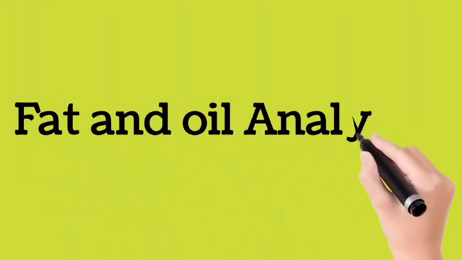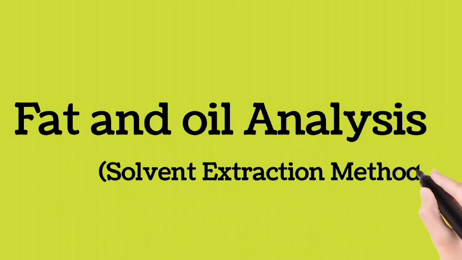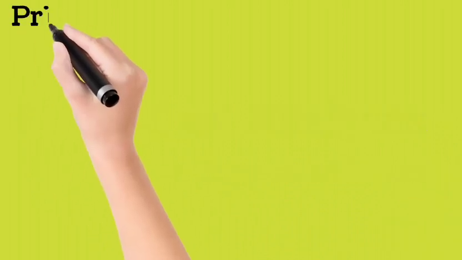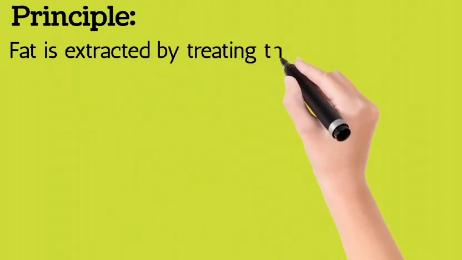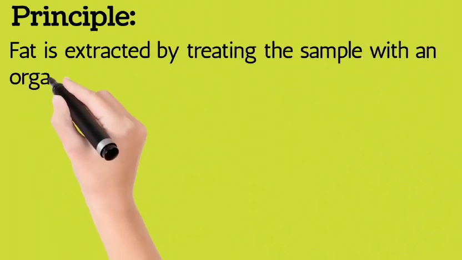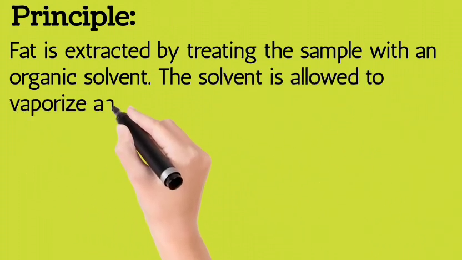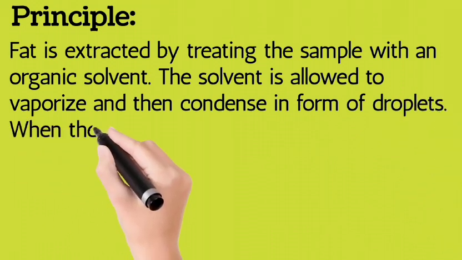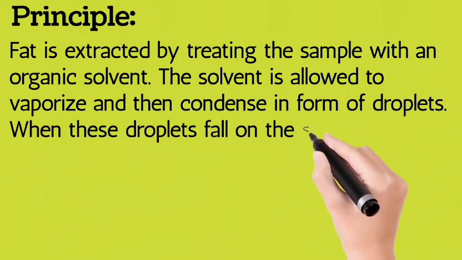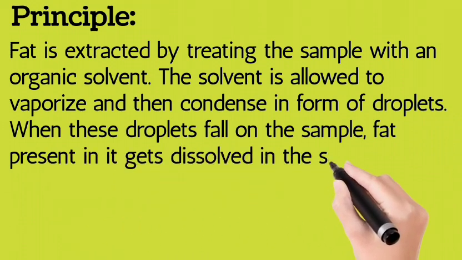Fat and oil analysis: solvent extraction method. Principal fat is extracted by treating the sample with an organic solvent. The solvent is allowed to vaporize and then condense in the form of droplets. When these droplets fall on the sample, the fat present in it gets dissolved in the solvent.